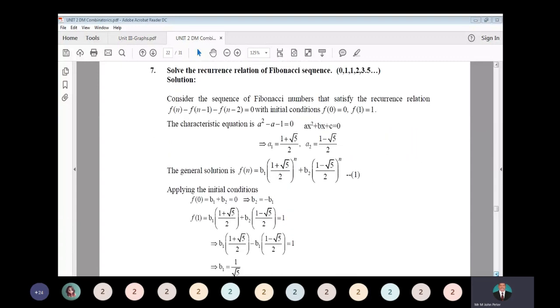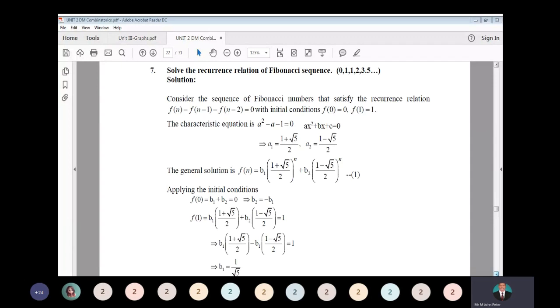Solve the recurrence relation of the Fibonacci sequence. This kind of problem is important. Consider the sequence of Fibonacci numbers that satisfies the recurrence relation f of n minus f of n minus 1 minus f of n minus 2 equal to 0, with the initial condition f of 0 equal to 0 and f of 1 equal to 1. So the Fibonacci sequence, as per the given one, we take it up as f of 0 equal to 0 and f of 1 equal to 1.